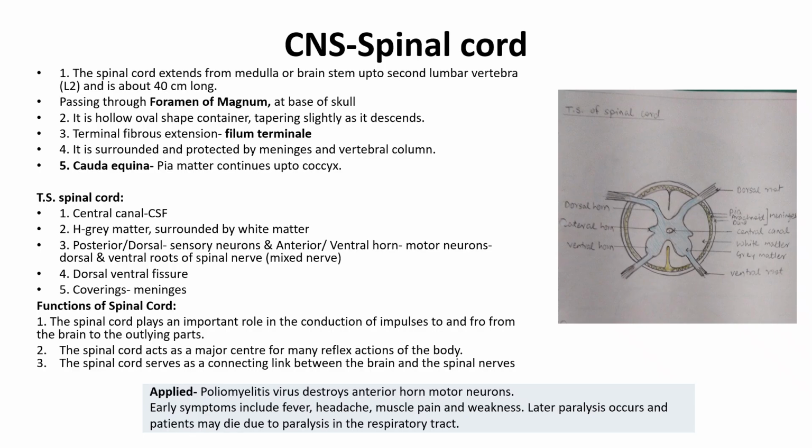The spinal cord acts as a major center for many reflex actions of the body, and it also serves as a connecting link between the brain and the spinal nerves. Applied: the poliomyelitis virus destroys anterior horn motor neurons. Early symptoms are fever, headache, muscle pain, weakness, and later paralysis occurs, and the patient may die due to paralysis of the respiratory tract.